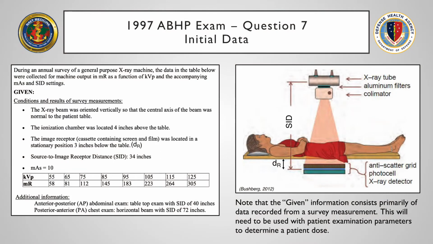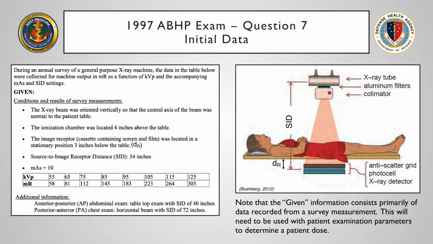When we get started looking at this question, you always start by looking at what's given in the problem. What they give you primarily on this screen is the conditions and results of survey measurements. There's a physicist who was doing a routine annual survey on a general purpose X-ray machine, and here's the setup that the physicist used and the radiation exposure rates that were produced as a result.